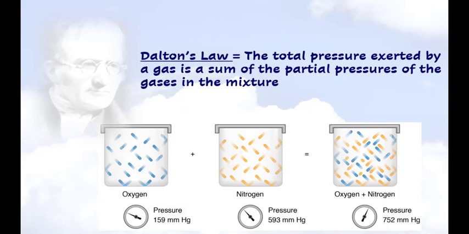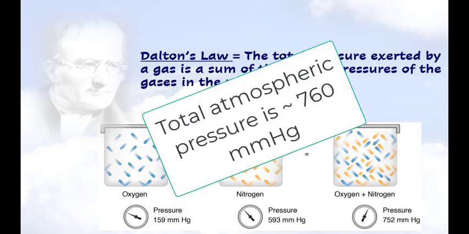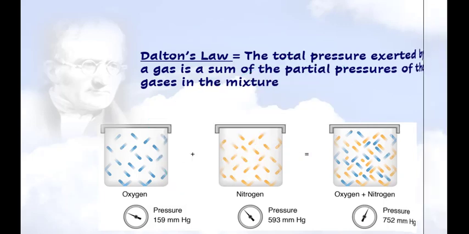It's interesting to note that the air around you is about 78% nitrogen and 21% oxygen. The rest is carbon dioxide, argon, hydrogen, etc. The partial pressures of these gases add up to our atmospheric pressure, which around sea level at most times is around 760 millimeters of mercury.